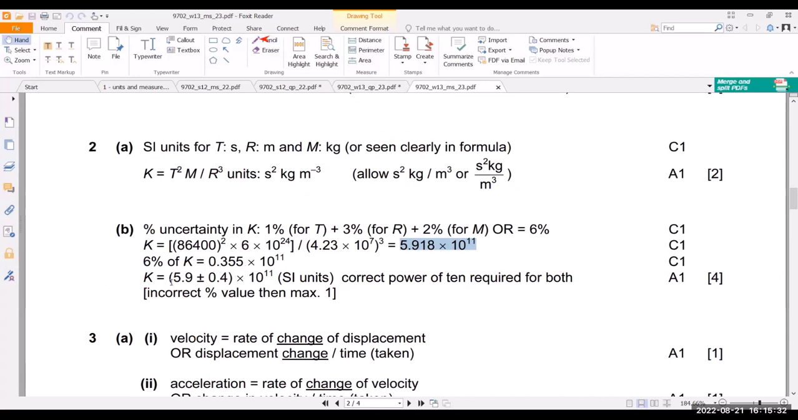So the value is 5.9. I've taken one significant figure, so for this, I will also take one significant figure for the uncertainty. I hope you have got all the idea of the uncertainty and how to calculate this type of uncertainty.